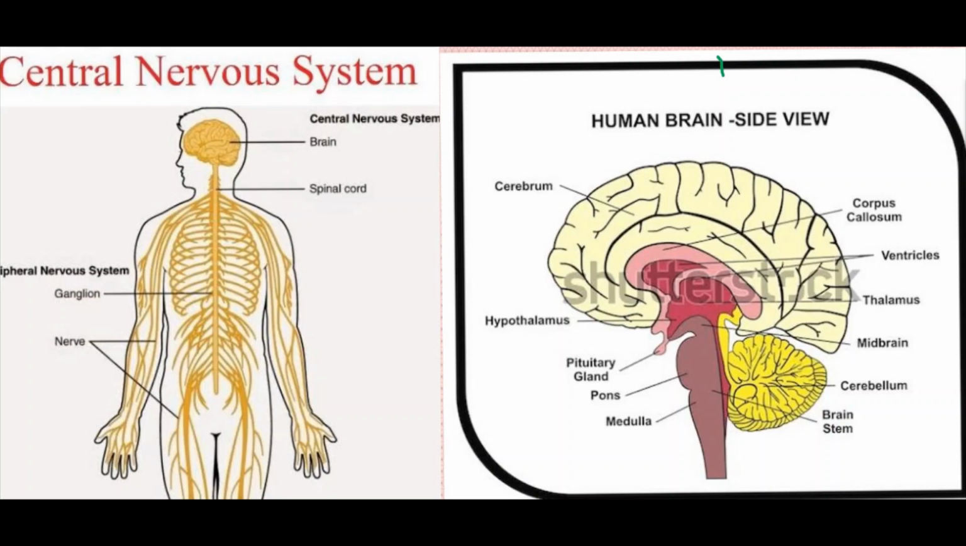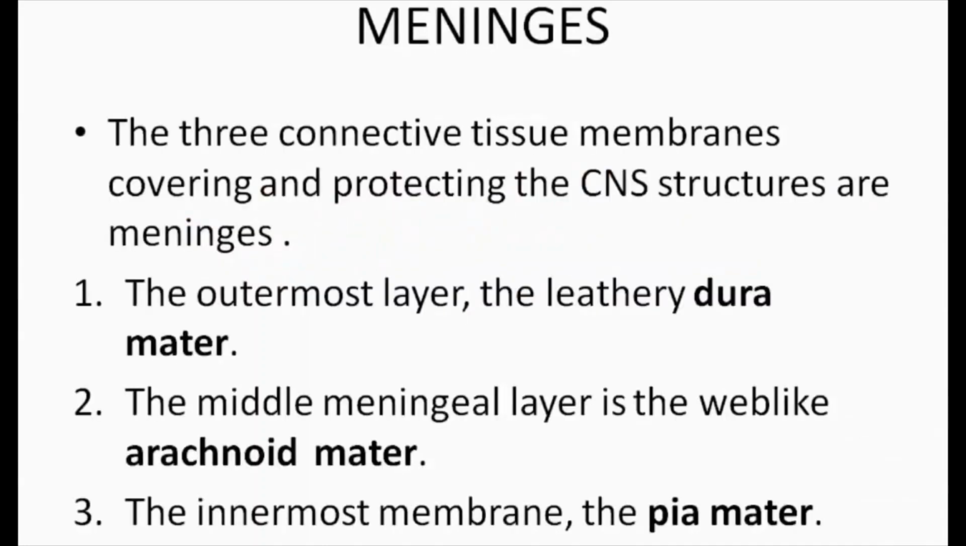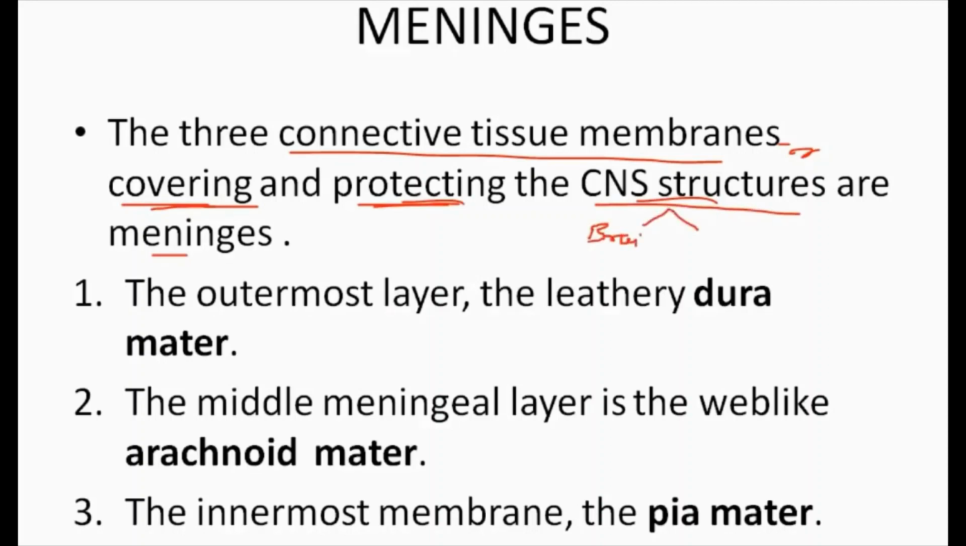Now let's see the membranes or coverings of the brain, the meninges. The three connective tissue membranes covering and protecting the central nervous system structures are the meninges. The central nervous system structures are the brain and spinal cord.